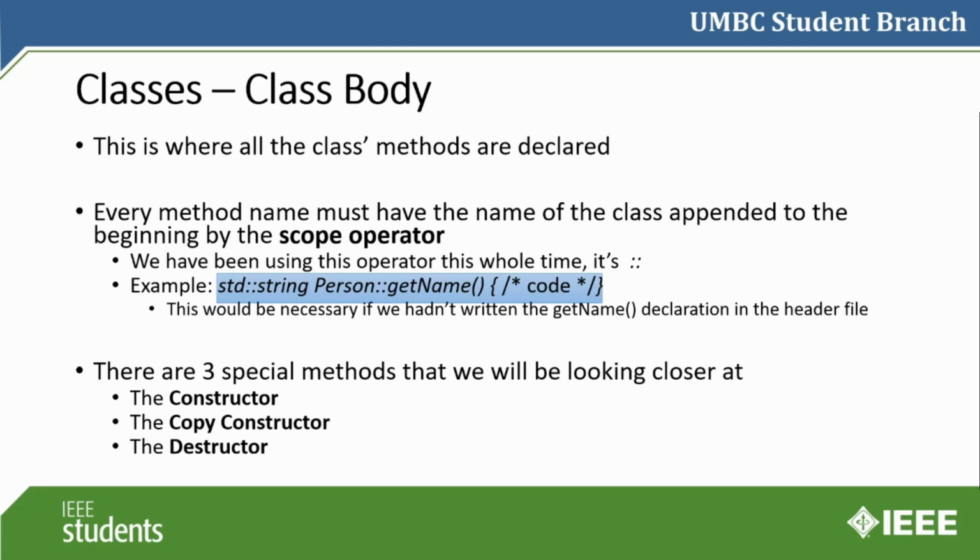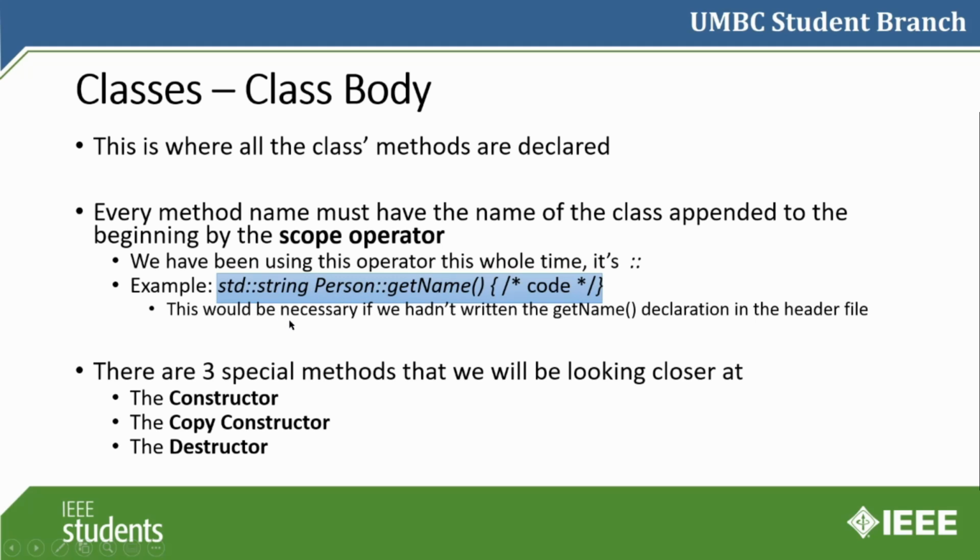Okay, so the class body is where you define all of the methods and anything else for the class. To do this, you have to use something called the scope operator. We've actually been using this the whole time with the whole std: The scope operator is just the ::. So to do this, what you have to do is you have to define that you are accessing the method getName within the scope of the class person.